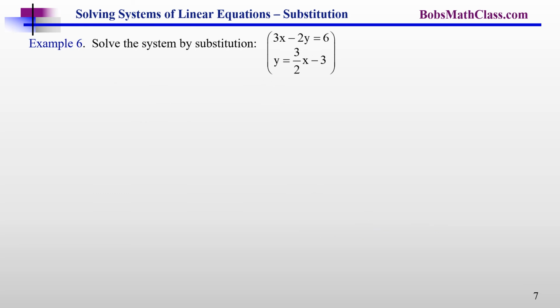Oh, interesting. One of them already has y by itself. Okay, cool. So we're not going to worry about getting a letter by itself because there's already one with the letter by itself. So we're going to go to the top row, and everywhere we see a y, we're going to replace it with 3 halves x minus 3.